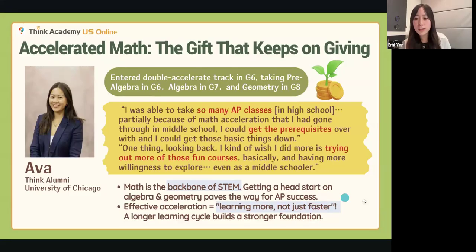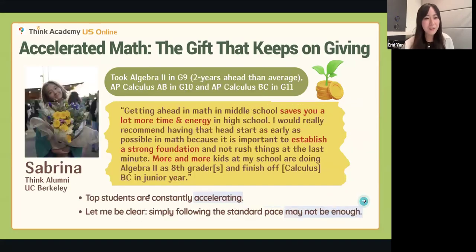And here I've got another example. This time I want you to meet my friend Sabrina. Sabrina is right now at UC Berkeley. When she was a little kid, she was taking Algebra 2 in grade 9. So that means Sabrina was on a track that is 2 years ahead of the average. That would also be a double accelerated track. She was taking AP Calculus AB in grade 10 and AP Calculus BC in grade 11.